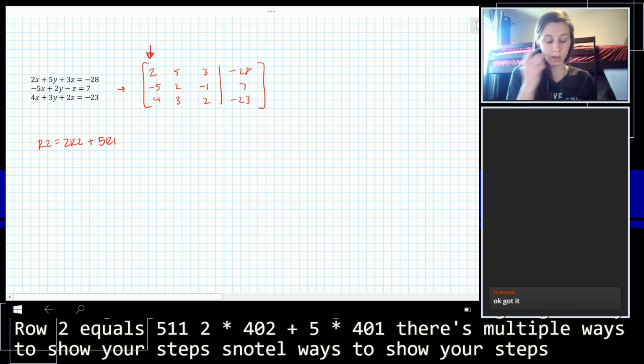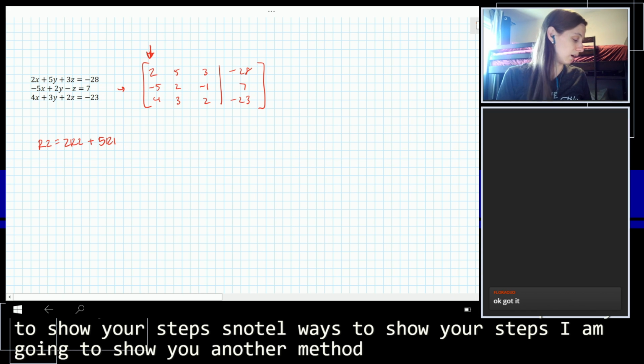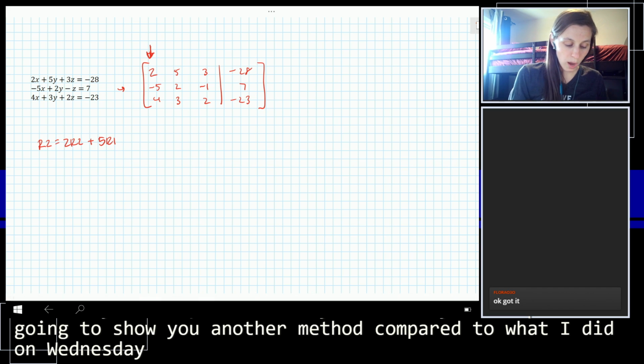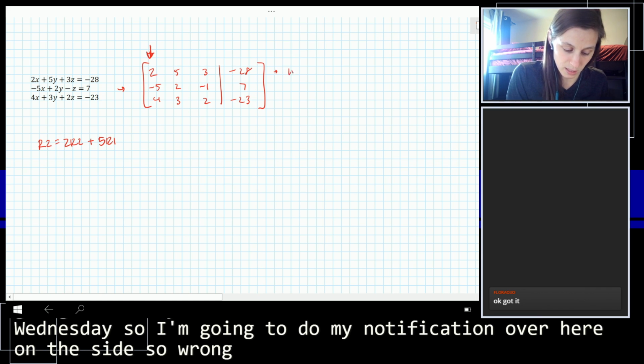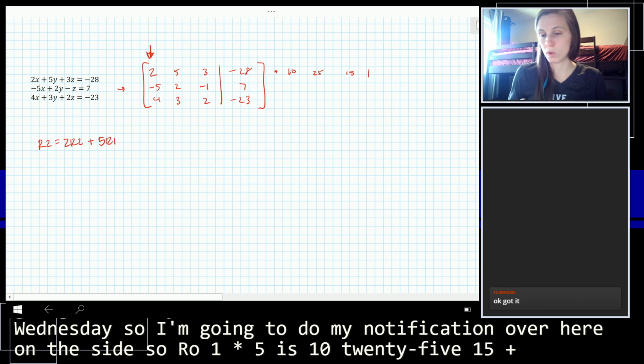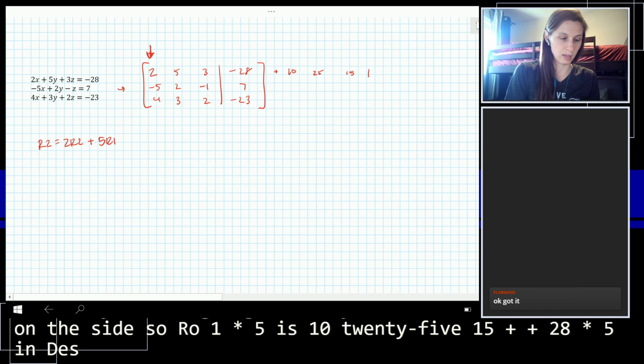I am going to show you another method compared to what I did on Wednesday. So I'm going to do my multiplication over here on the side. So row 1 times 5 is 10, 25, 15, and then 28 times 5. And a handy-dandy calculator, 28 times 5 is 140.